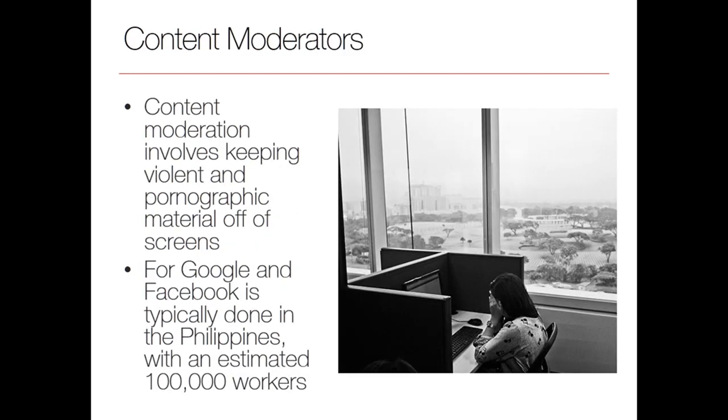We also have a job profile emerging that is called content moderators. Do you know what that is? People who sift through content on Facebook, YouTube. They watch terrible pictures, sometimes violent, pornographic content. They need to go through this because many companies like Facebook have tried to automate these filtering processes, but up to this day it's still most often done by a human. For Google and Facebook, this is typically done in the Philippines.